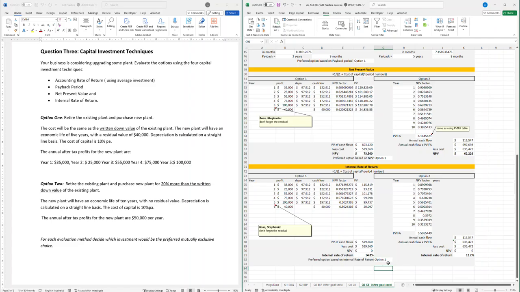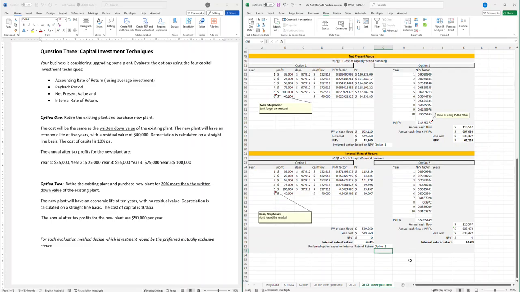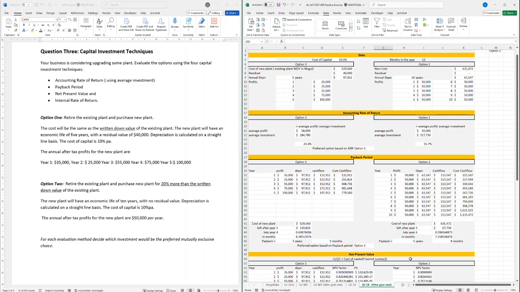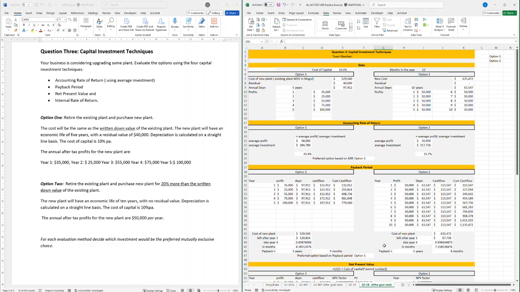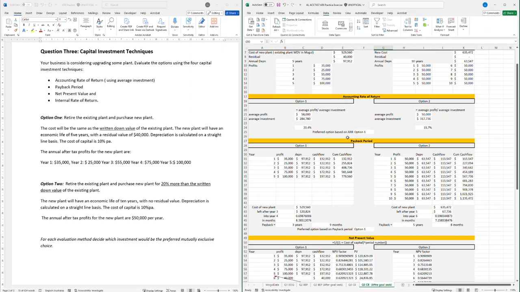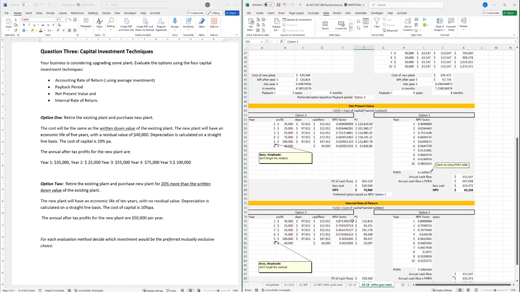Okay, so that's pretty much it. So what we're saying here is, by looking at different rates of return, based on the numbers we're given in the questions, we were able to decide which option of investment we go for in a mutually exclusive environment. So it's either option one or option two.